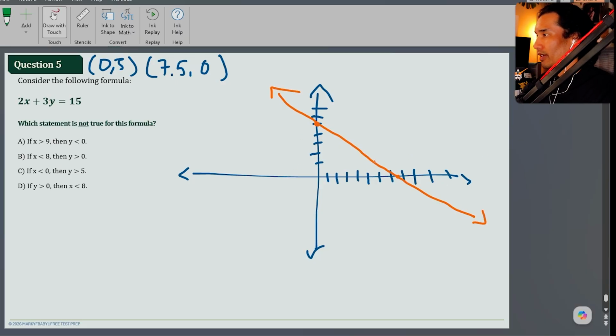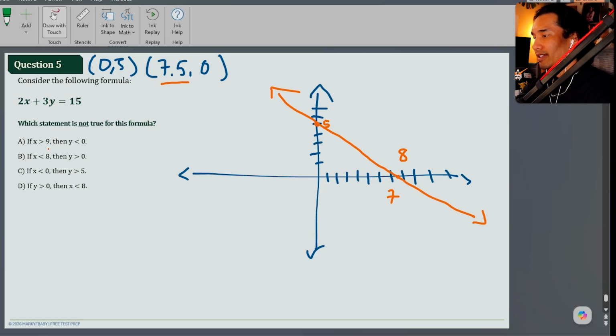Now that we connected our dots and we know that this value is 5, and then we know this value is 7, and then the one just up above it is 8, and this is 7.5, okay? 7.5, that is very important. So we are looking for a statement that is not true.